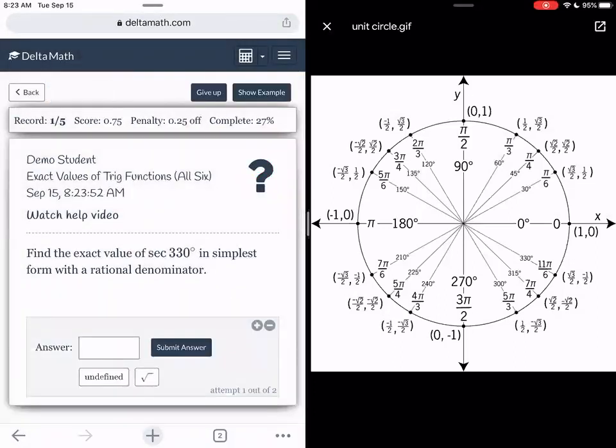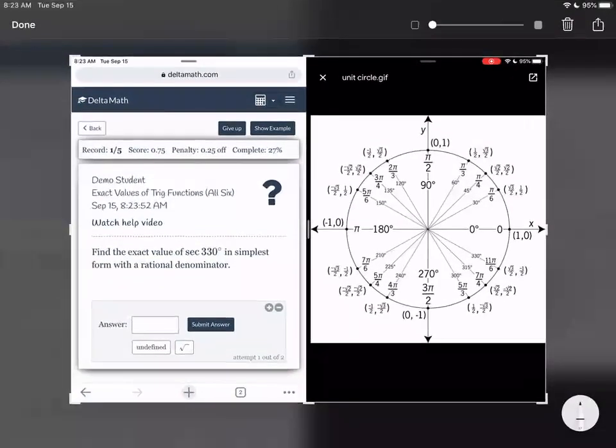Okay, secant, cool. Find the exact value of secant of 330 degrees in simplest form with a rational denominator. So let me remind you that secant is 1 over cosine, which is 1 over x. Okay, so we're going to do 1 over x, just to remind you guys. But you already have that in that chart that we drew in the very beginning. So let's find our angle. Our angle is 330. That's right over here. And then that's our point. Now we need to look for our x value so that we can do 1 over x. Here is our x value.